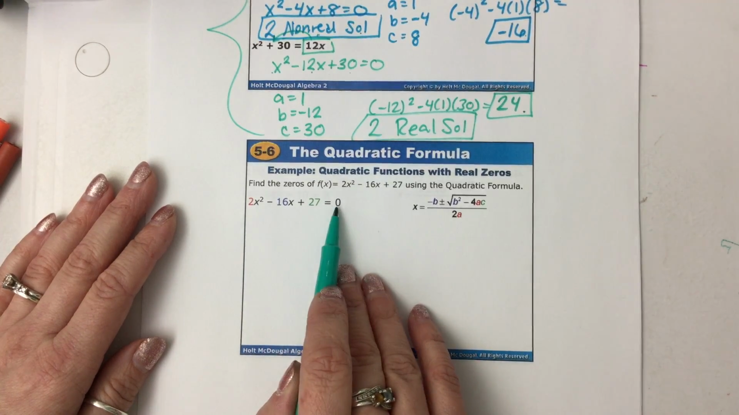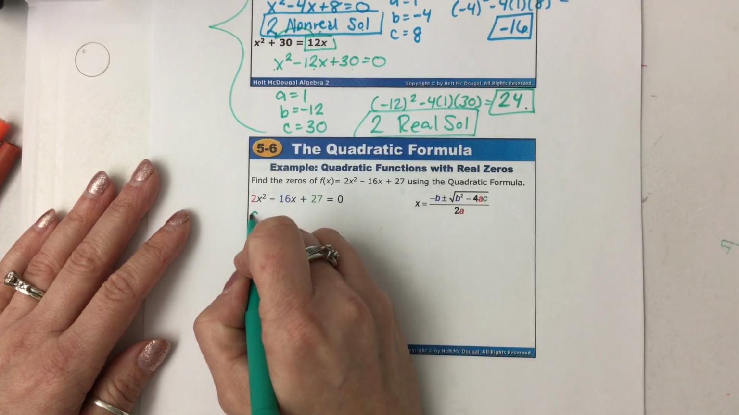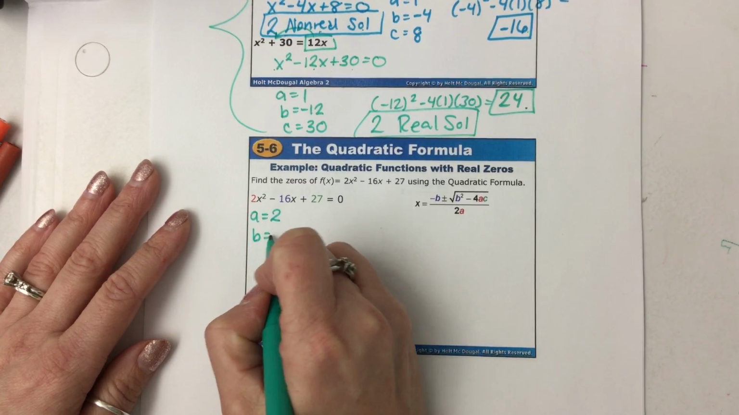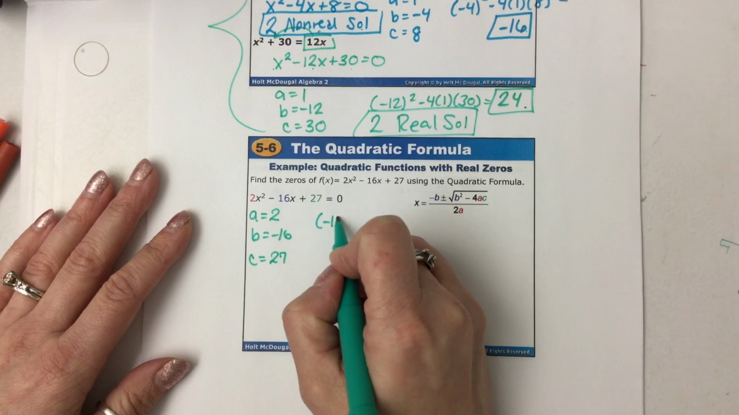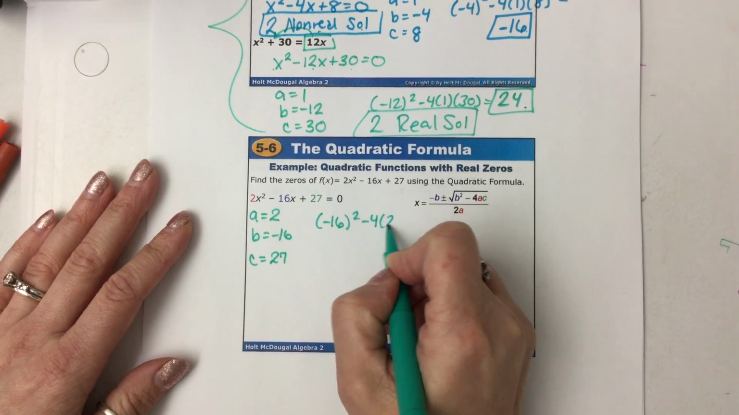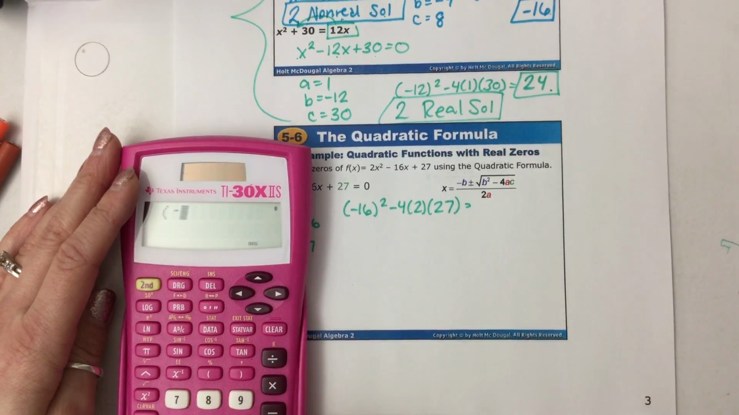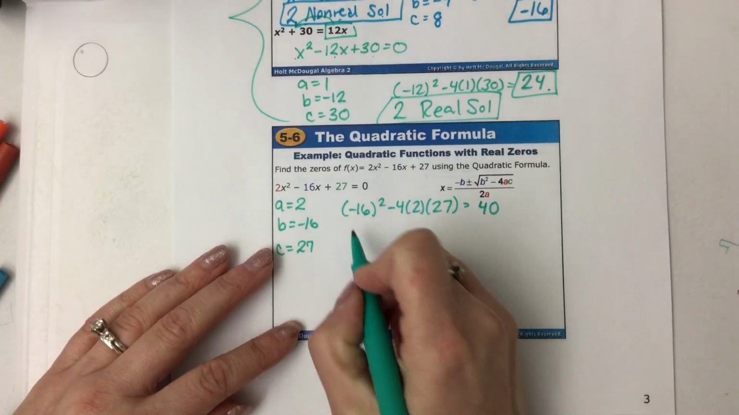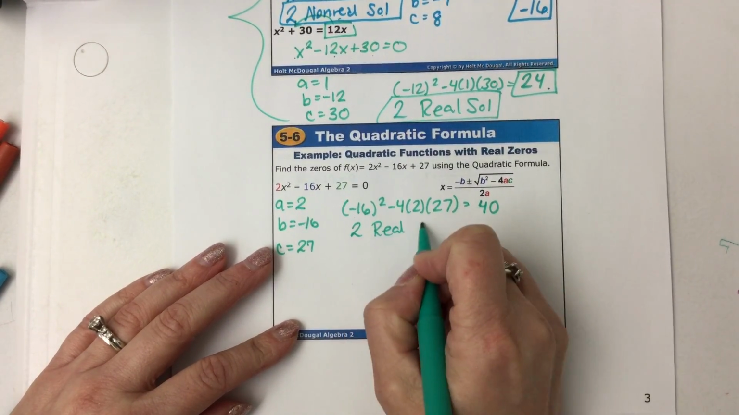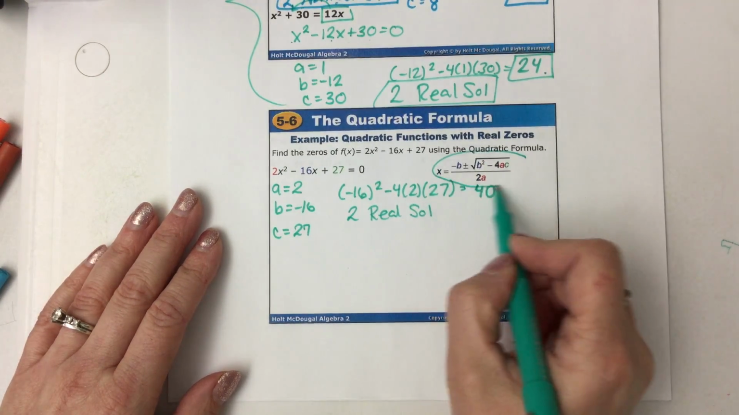Again, you want to make sure that it's in the correct order and it's set equal to 0. This is 2x's, 1x's, no x's, set equal to 0. So a is 2, b is negative 16, c is 27. I start off by finding b squared minus 4ac. What we just did, to me, that's the easiest way to start these problems. Negative 16 squared minus 4 times 2 times 27. This is 40. Because this is a positive number, I know that at the end, I need to have two real solutions.